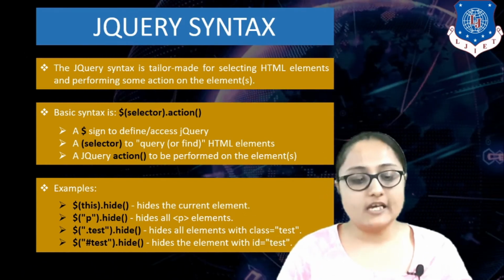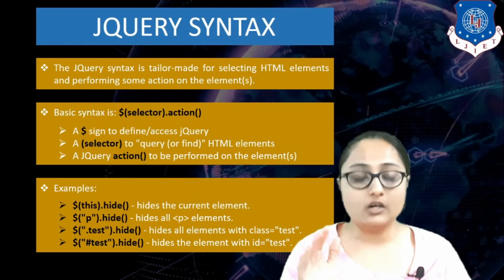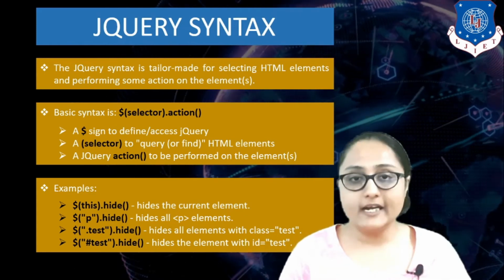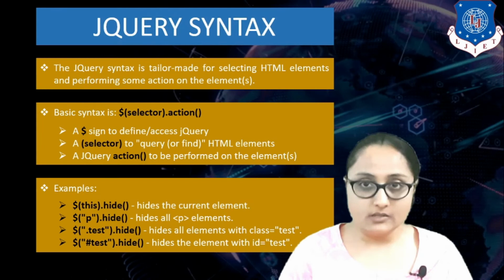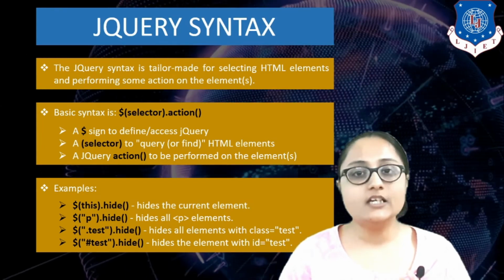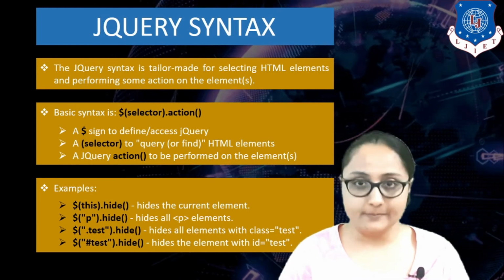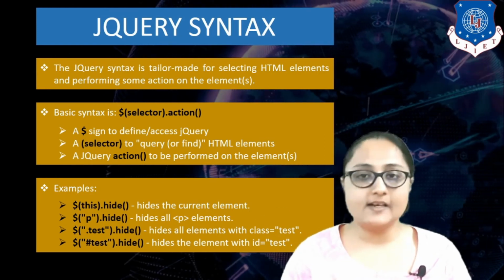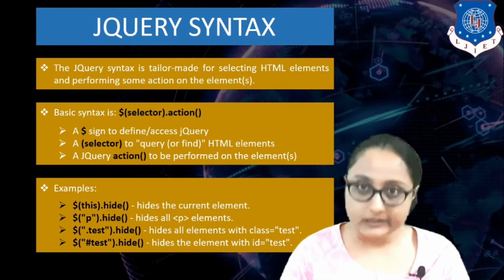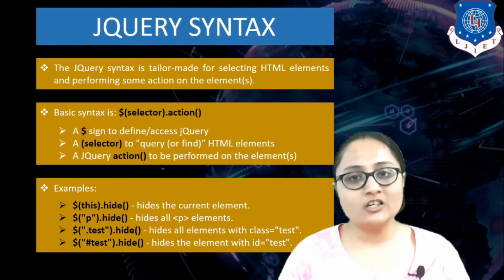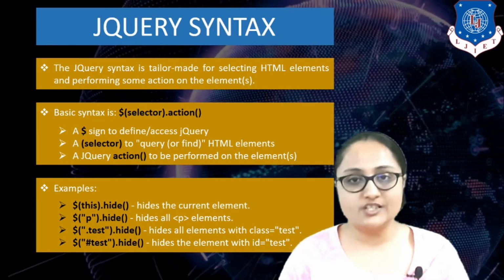And the last example I have is hash test dot hide. It will select all the elements which have ID test and hide them. Okay, so these are just examples. We will see each of them in detail. Now let us run one simple program using this jQuery syntax.